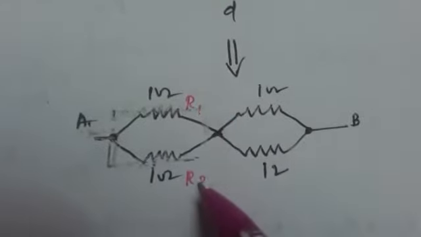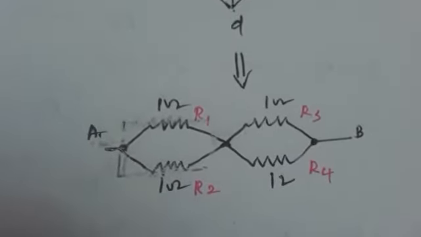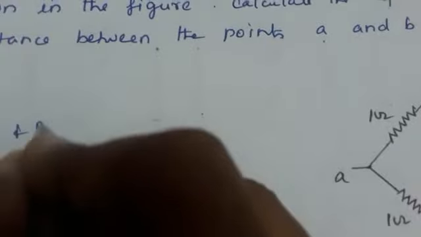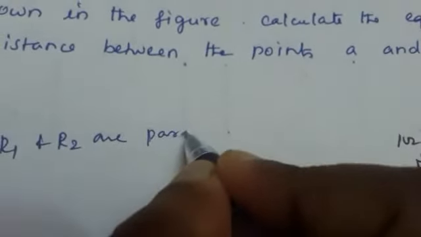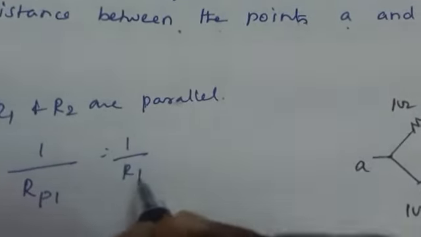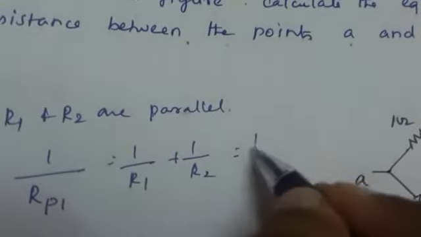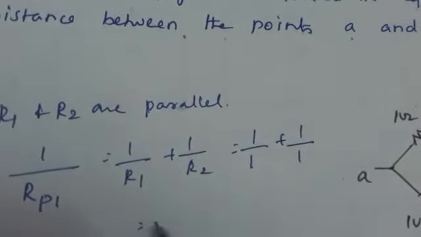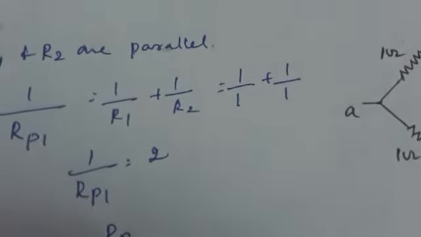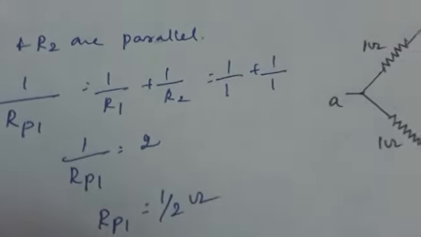So now for my convenience, I am going to write this as R1, this is R2, this is R3 and this is R4. Now R1 and R2 are parallel and R3 and R4 are parallel. So I am going to find out the equivalent resistance. R1 and R2 are parallel. So 1 by R parallel 1 is equal to 1 by R1 plus 1 by R2. That is 1 by 1 plus 1 by 1. So 1 by RP1 is equal to 2. So RP1 is equal to 1 by 2.